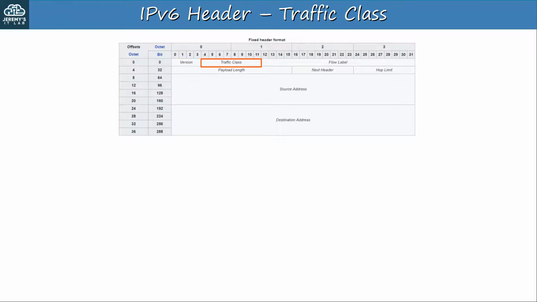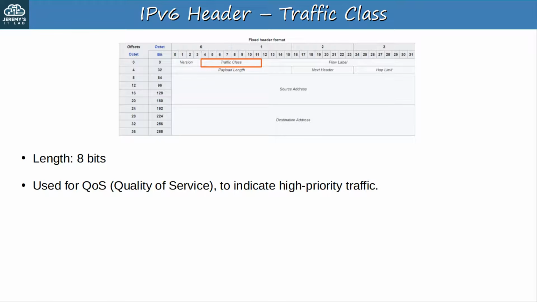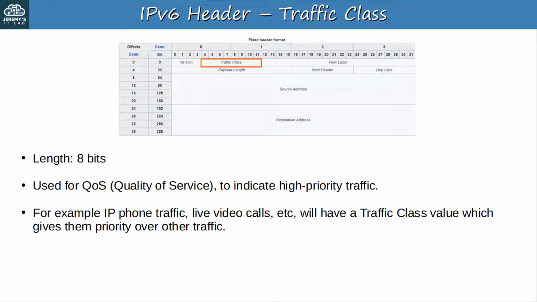Next up is the traffic class field. It's 8 bits in length. It's used for QoS, quality of service, to indicate high priority traffic. For example, IP phone traffic, live video calls, etc. will have a traffic class value, which gives them priority over other traffic. QoS is something we'll cover later in the course, so don't worry about it at the moment.